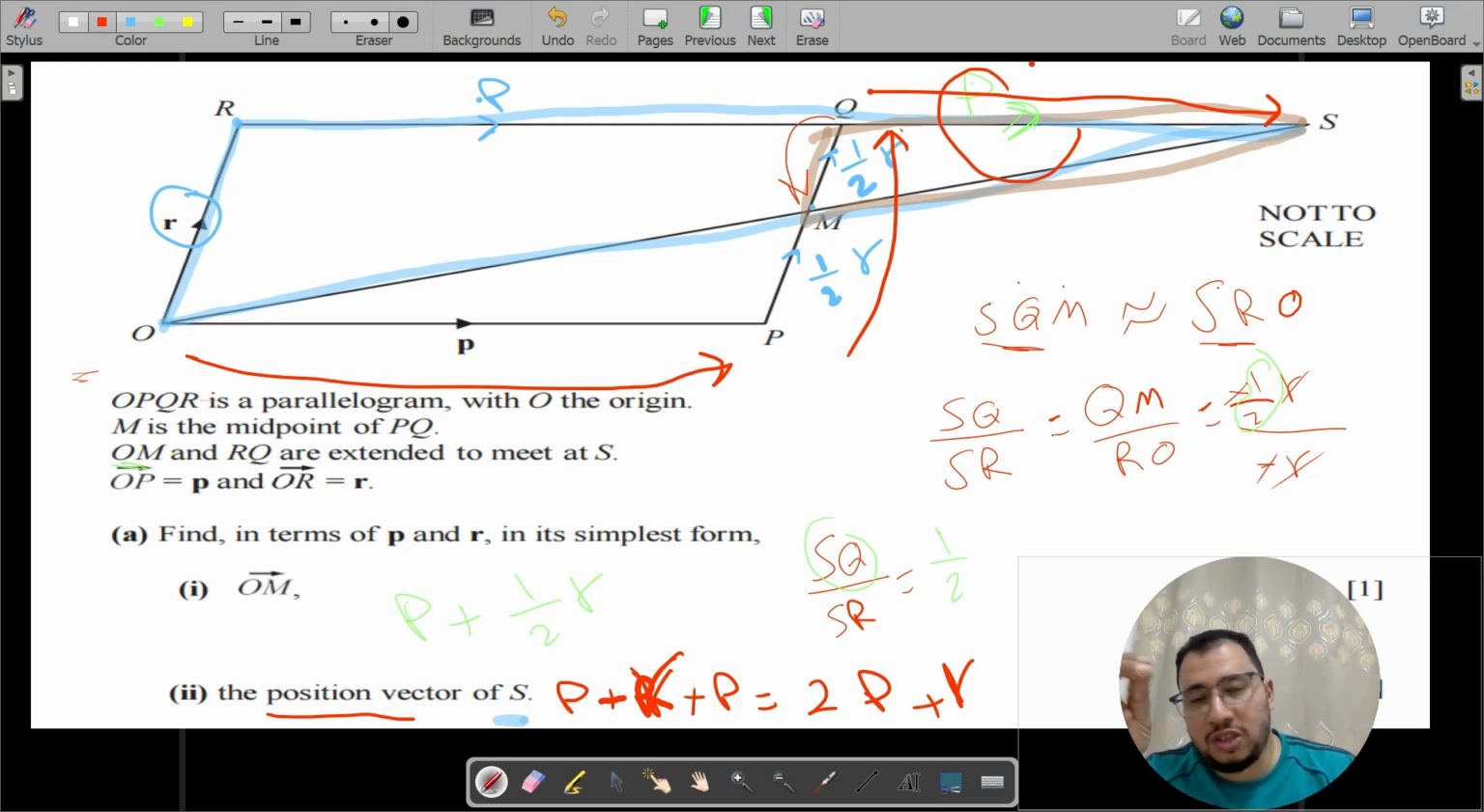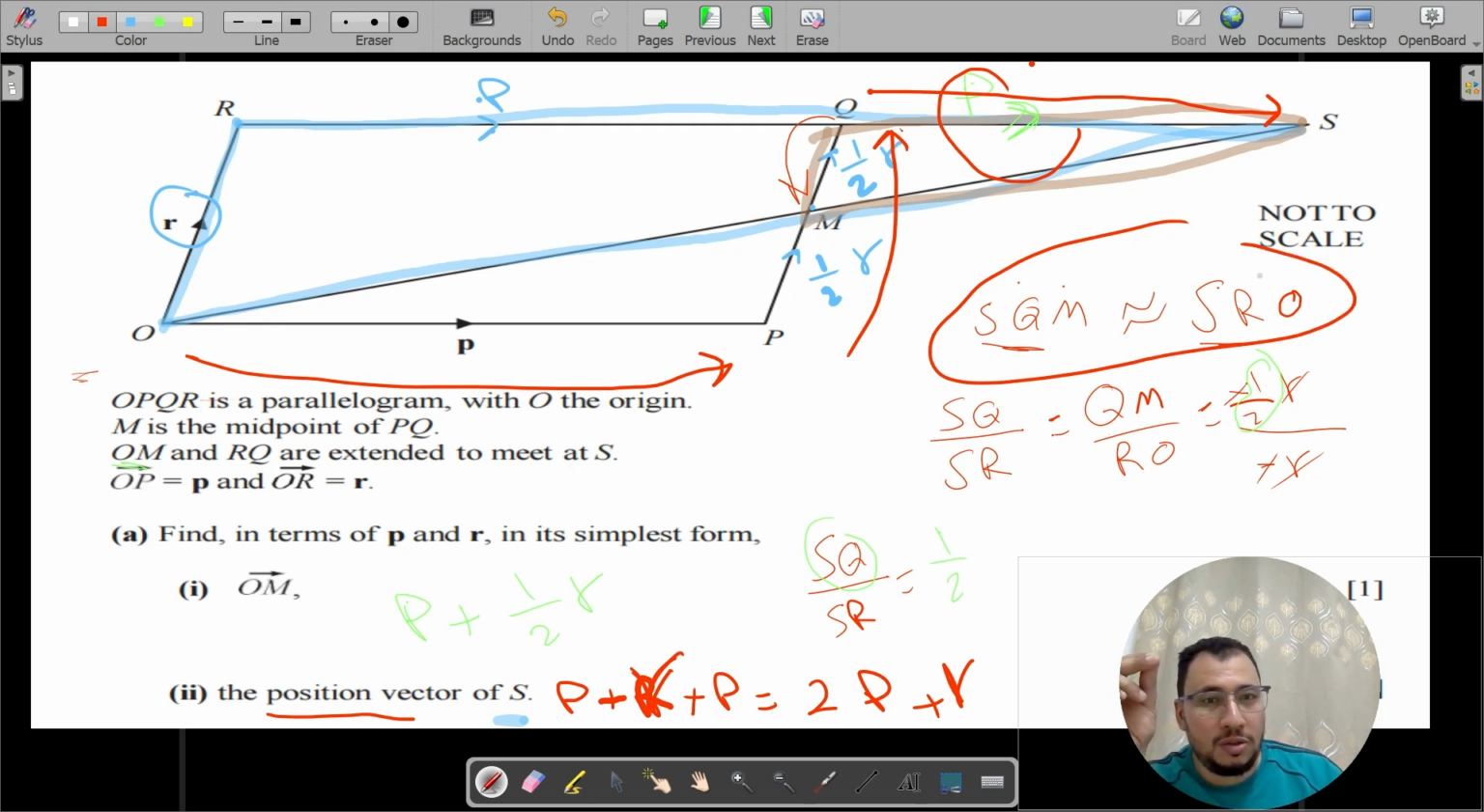When you deal with extension, remember you will use similarity. Most likely you will use similarity. And when you write the similarity statement here, you have to pay attention to the order of the letters. Okay? This is how you can deal with the extension.